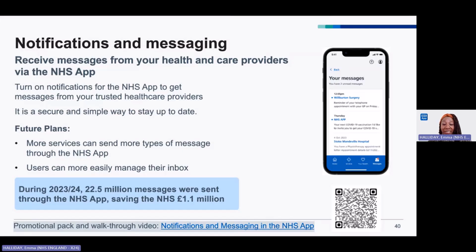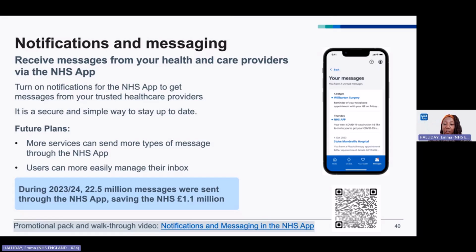So notifications and messaging. This is the ability to receive messages from your healthcare provider via the app. It works in the same way as you would send existing messages. With your messaging supplier, there's nothing additional that you need to do because it's integrated behind the scenes. Once a message is sent, if the patient has the app and has notifications switched on, they'll get a notification on their phone to say that they've received a message, and it's delivered into their inbox.